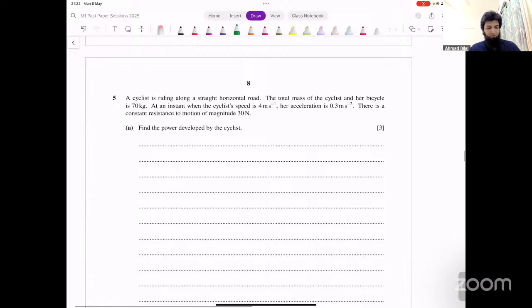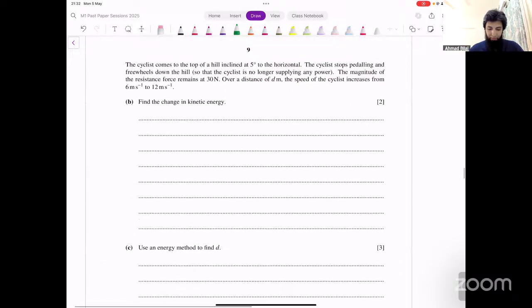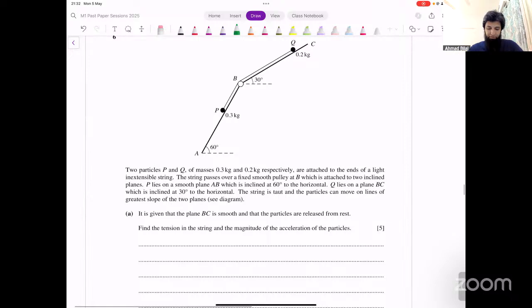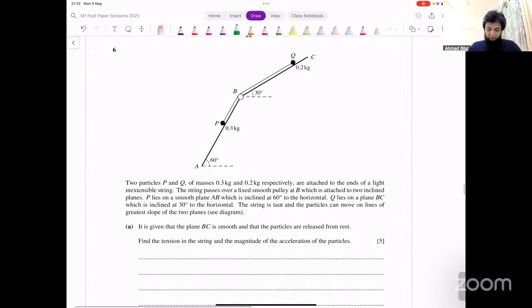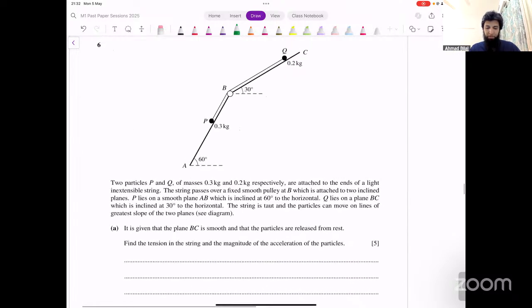That's question number 4. That's one question that you asked about from this paper. Then question number 6 from this paper. Let's have a look at that now. Question number 6. Okay, this one. Two particles P and Q of masses 0.3 kilograms and 0.2 kilograms are attached to the ends of a light inextensible string. The string passes over a fixed, smooth pulley at the point B.